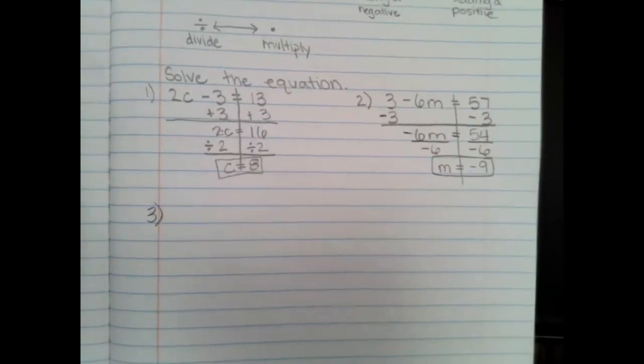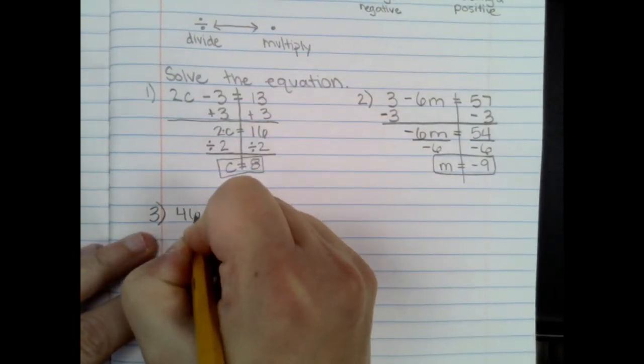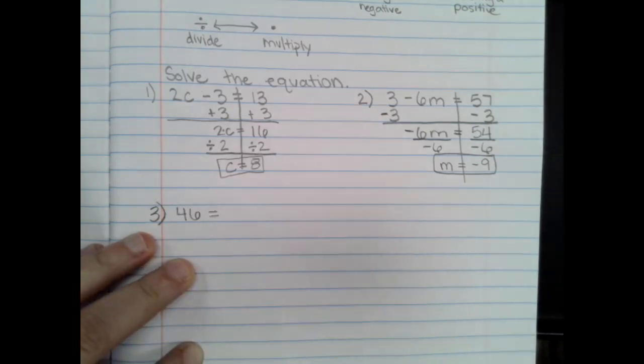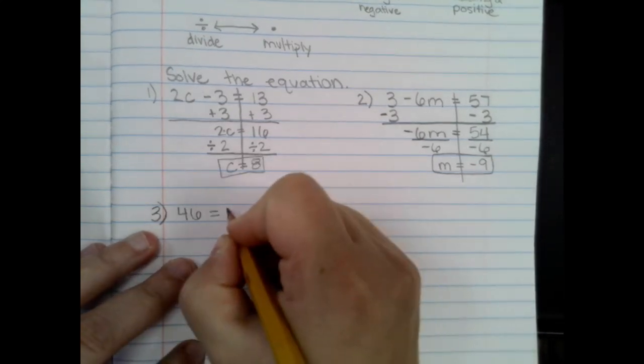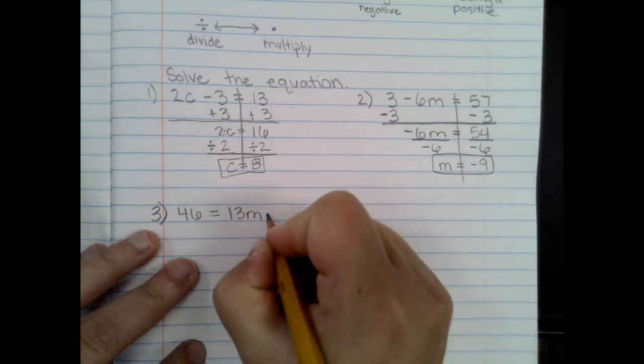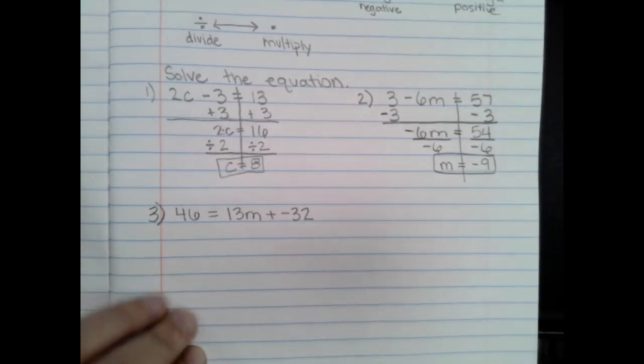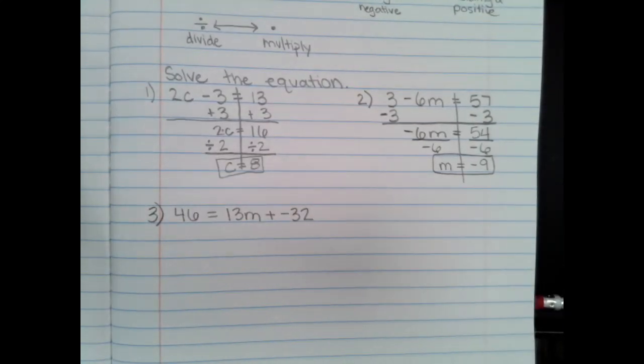Number 3, we have 46 equals 13m plus negative 32. So again, if you want to try and work ahead on this, you can.